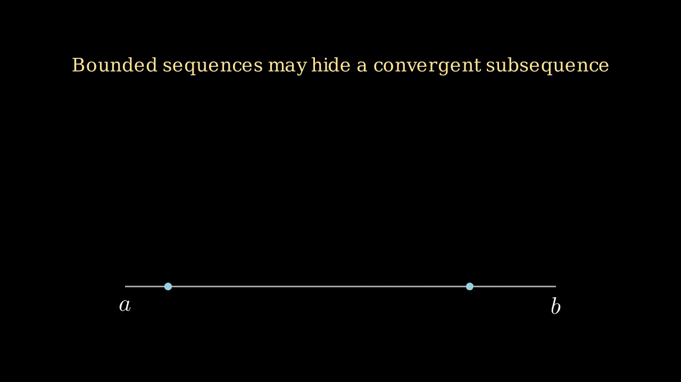Let's begin with the big idea behind the Bolzano-Weierstrass theorem. Take any sequence of numbers that is bounded, meaning it never wanders off to infinity in either direction. The theorem says that even if the sequence itself never settles down or converges, it always has a smaller subsequence hidden inside it that does converge.